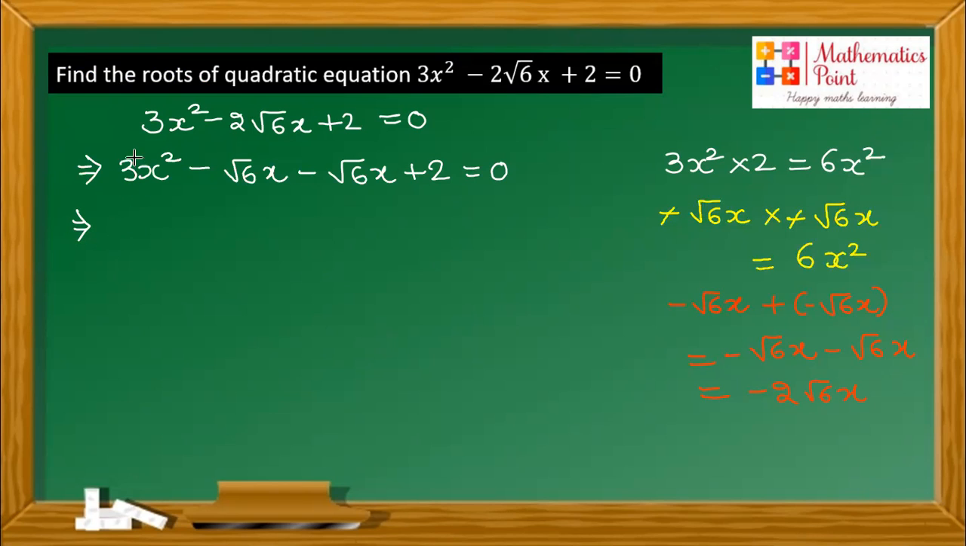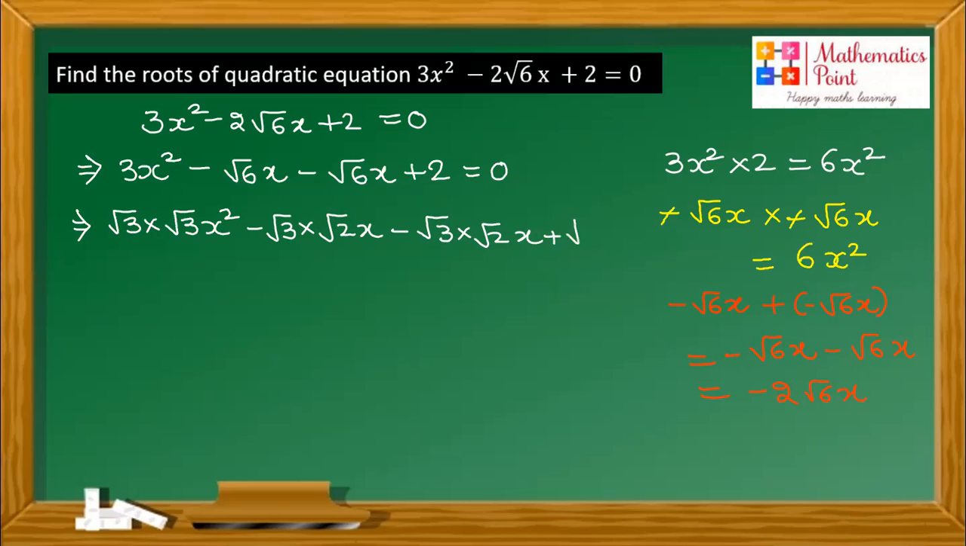Now, this is 3. How can we write 3? 3 can be written as root 3 multiplied with root 3 x square. How can we write root 6? It can be written as the product of root 3 and root 2. Same, I will write root 6x as root 3 multiplied with root 2 x. And how can we write 2? 2 can be written as root 2 multiplied with root 2, is equal to 0.